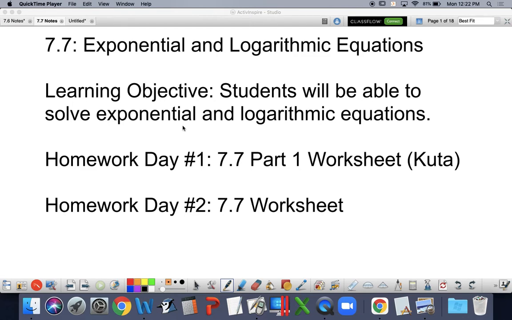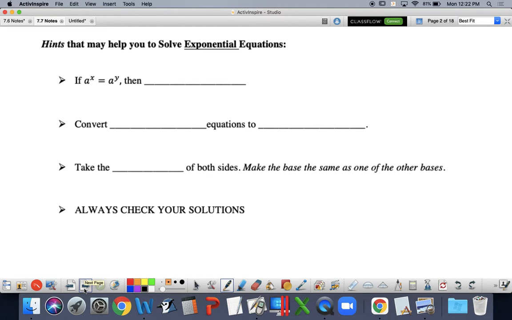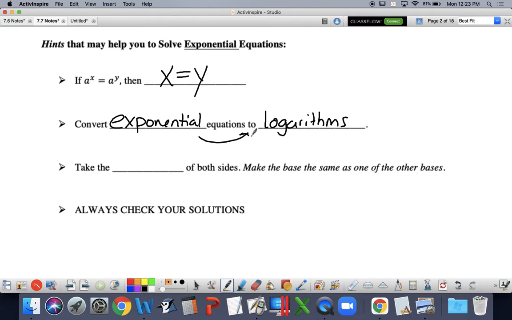So that's the goal for this first part of 7.7: to solve them when they're still in exponential form without having to rely on logarithms. Some things that will help out. If we have a to the x is equal to a to the y, then x is just equal to y. We can cut out the base. We know our exponents would have to be equal. We may have to convert exponential equations to logarithms and vice versa. We're going to have to use all of the properties that we know about logarithms, where we may have to go back and forth. These are like the tools in our toolbox, and we're going to use them whenever we need to.